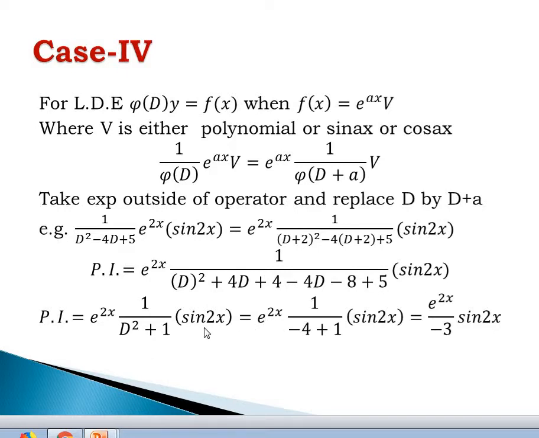So that is equal to e raised to 2x. Here there is a sine function, so we have to use case 2. Case 2: if the function is of the form sin ax or cos ax, then we replace D square by minus a square. Here a is 2, so we replace D square by minus 4. So that is e raised to 2x as it is, 1 upon minus 4 plus 1, which is minus 3. So the answer is e raised to 2x upon minus 3 into sine of 2x. Here no term of D or integration appears, so that is our final yp.